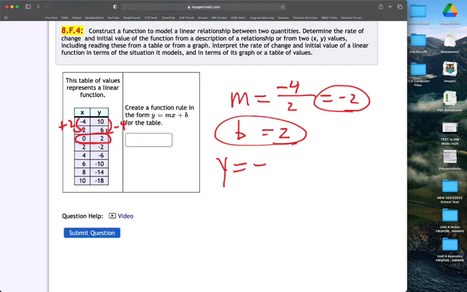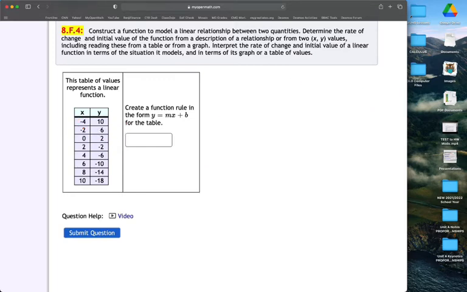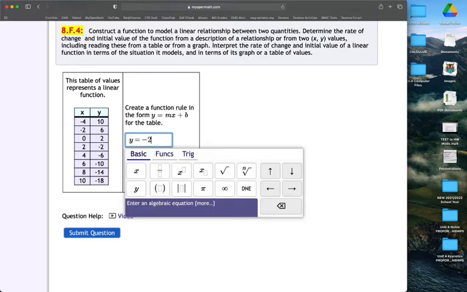So that would give us the linear function y equals negative 2x plus 2. And I'll go ahead and clear off my writing here. Y equals negative 2x plus 2.